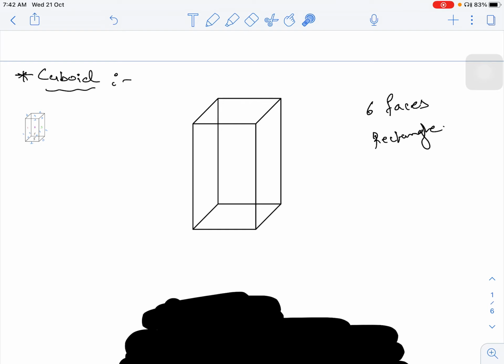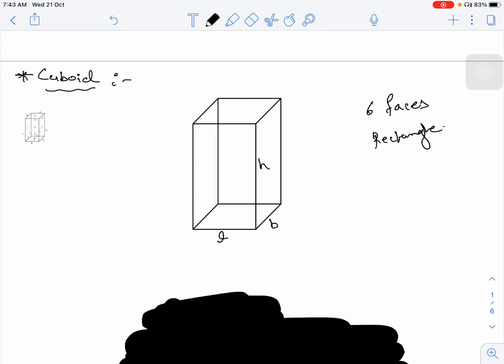Now it can be seen that if it is a rectangle, then it must have some length and breadth. Suppose this is our first face, second, third, fourth. This front part is the fifth, and this back part is our sixth face. Since each face is a rectangle, it must have some dimensions. For this base, if we consider that this one is the length, then this one must be the breadth. Here we have one more dimension, which is considered to be the height.